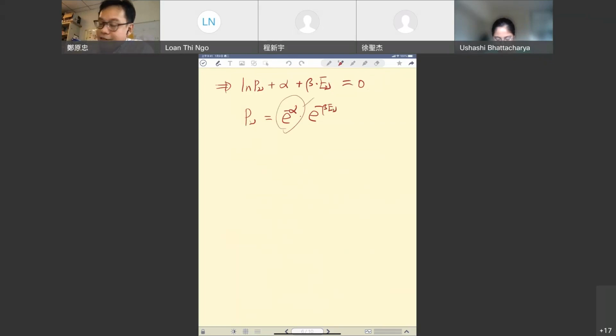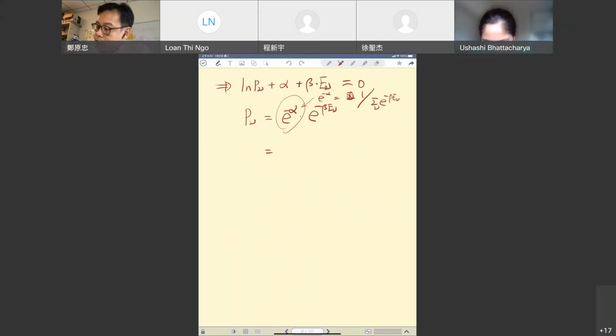Now this alpha is just a constant, a multiplier, and when we compare it to physics, we can know its physical meaning. So this term is for normalization. And clearly this term can be determined. Exponential minus alpha should be 1 over the sum over exponential minus beta. It's a normalization constant.